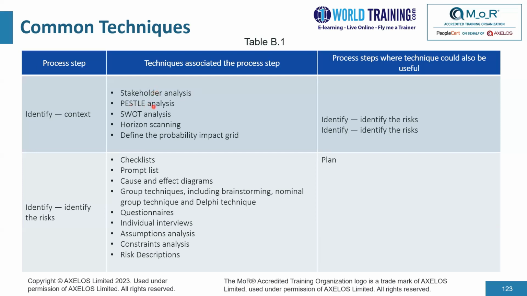Remember, we talked about PESTEL analysis. PESTEL stands for political, economic, social, technological, legal, and environmental. So what is our political landscape? Are there any sources of risk pertaining to changes of government, for example?